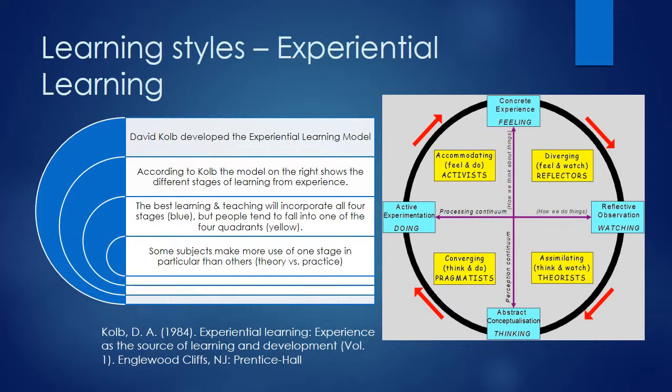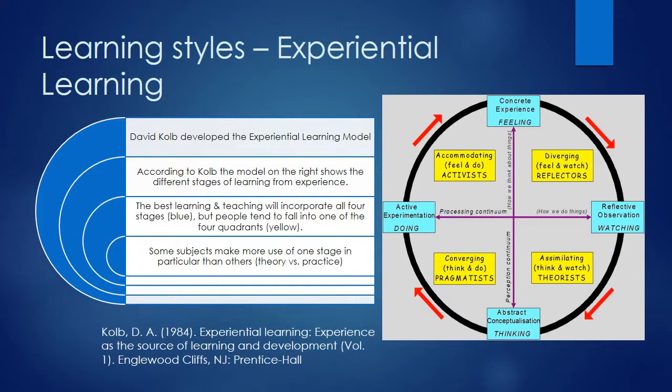So you might be an activist and you prefer to think about things than do things. You might be a pragmatist, so you prefer to theorize and do things. You might be a reflector, so you prefer to feel things and watch things. Or you might be a theorist, so you tend to think and watch, but not necessarily to do.